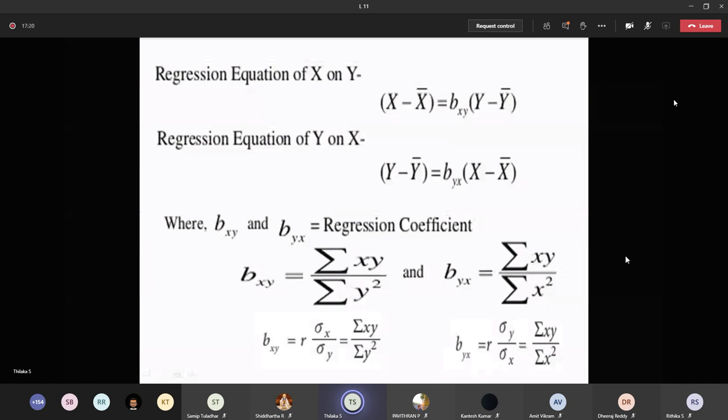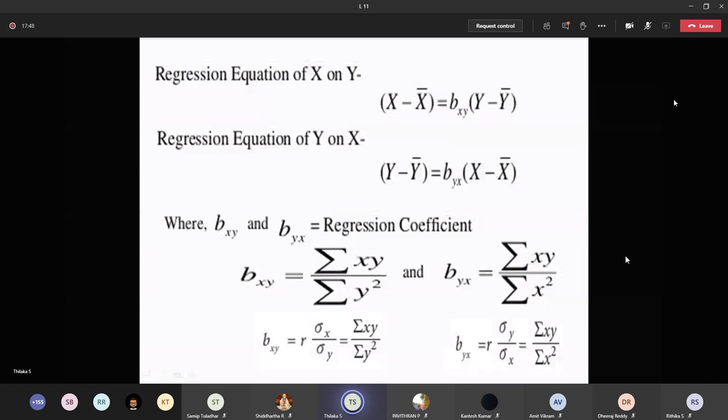So the x on y equation is x minus x bar is equal to b of xy into y minus y bar. Likewise, the equation y on x is y minus y bar is equal to byx into x minus x bar. Out of these two equations, we have capital X, capital Y values, and x bar and y bar values, and also small x and small y.